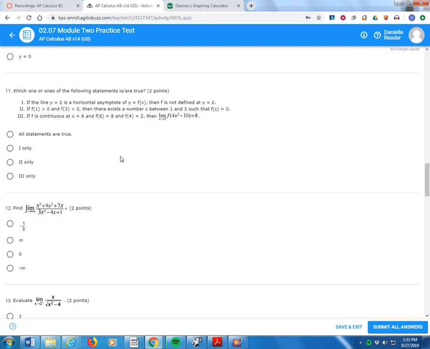So 1 is true. If f of 1 is greater than 0, and f of 3 is less than 0, then there exists a number c between 1 and 3 such that f of c equals 0. This is called the intermediate value theorem.